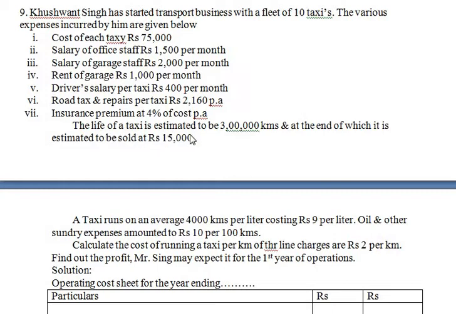The life of the taxi is estimated to be 3 lakh kilometers, at the end of which it is estimated to be sold at rupees 15,000. The taxi runs on an average 4,000 kilometers per liter, costing rupees 9 per liter. Oil and other sundry expenses amounted to rupees 10 per 100 kilometers. Calculate the cost of running a taxi per kilometer.